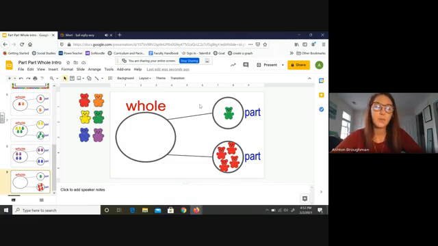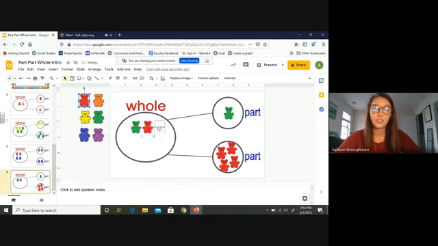So here's our last one that we're going to do together. What do you see here? What do you notice? What is missing here? That's right, we're missing the whole. We have to figure out what is our whole. We have our two parts, but we have to figure out what our whole is. So what are our two parts? We have one green teddy bear and four red teddy bears. So what am I going to put in my whole circle? Good job. I'm going to put one green teddy bear and four red teddy bears.